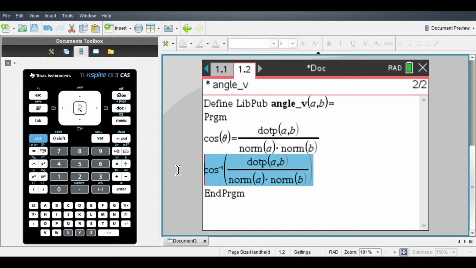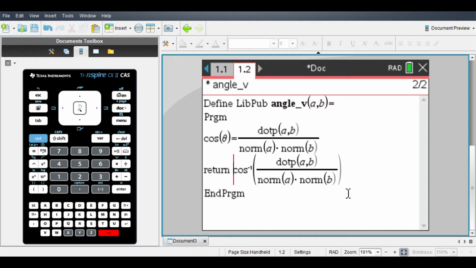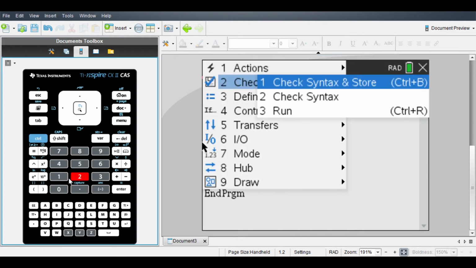Right, and this is the angle between two vectors in radians. So now what we need to do is to make that the output. In the last video, I said that if you want to output something in a function, you would type return, but it doesn't really work the same way in programs. Because in programs, you don't necessarily need to return anything. So instead, you just want to display it, and you can do that by typing the display keyword. So now let's see what this will give us.